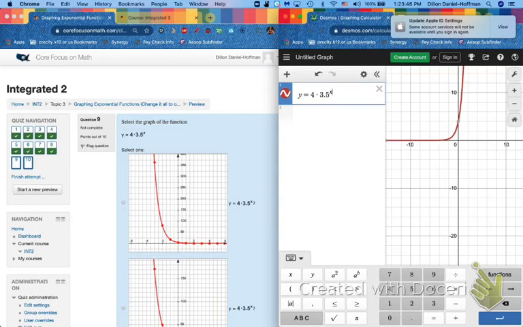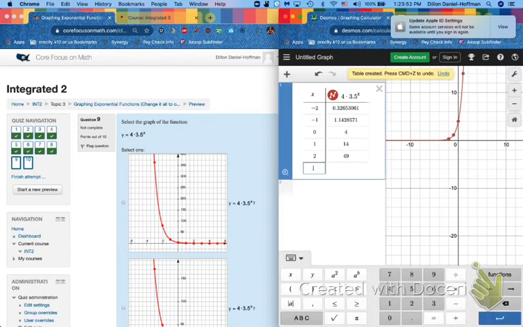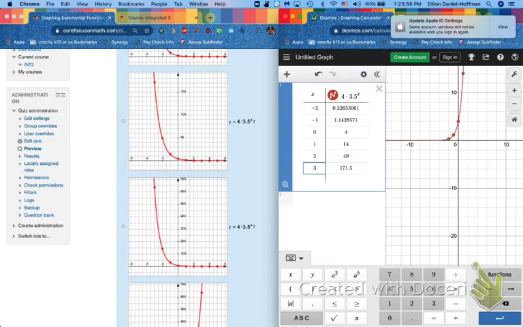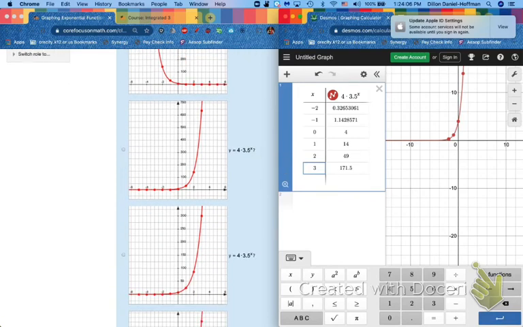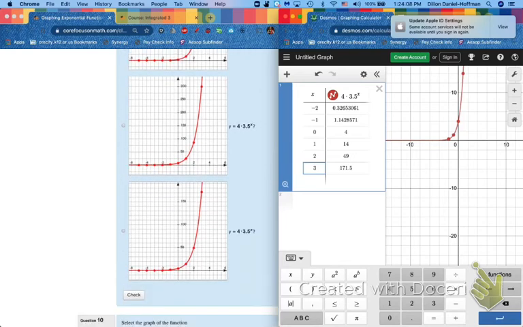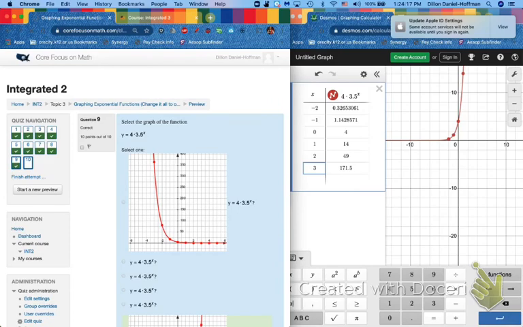There's my graph. It's going up again because my multiplier greater than 1. And then I can hit my gear and my table button. I want to see what it is at 3. It's at 171.5. My graph on the left is going down, down, down, up, but not 171. This one's way up around 650. That's at 300. It must be my last one. It's the only one that's even close. And I can check my other point. 2 is 49. That's so close to 50. It's definitely that one.